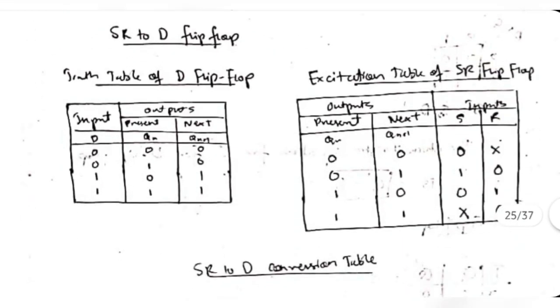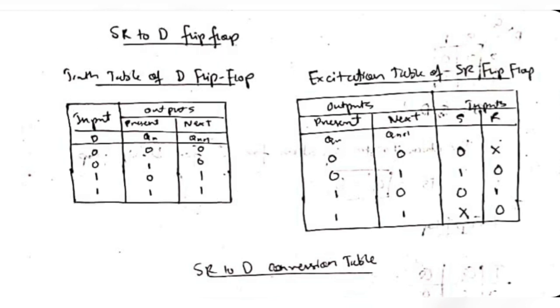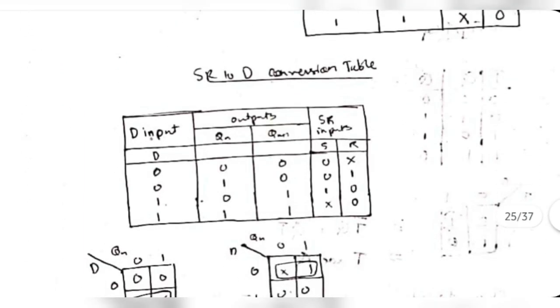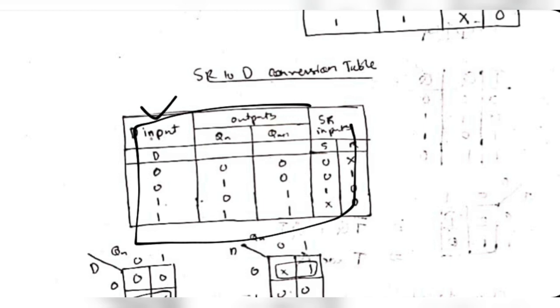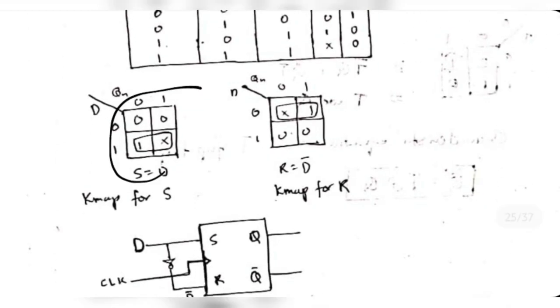Then the next question is to convert the SR flip-flop into a D flip-flop. Remember, whenever you have to convert a flip-flop, firstly you write the truth table for the desired flip-flop. In this case we want a D flip-flop. Then you write the excitation table of the existing flip-flop, which is SR. After writing both, we merge them, D input and SR inputs. Then we make the K map for S and R.